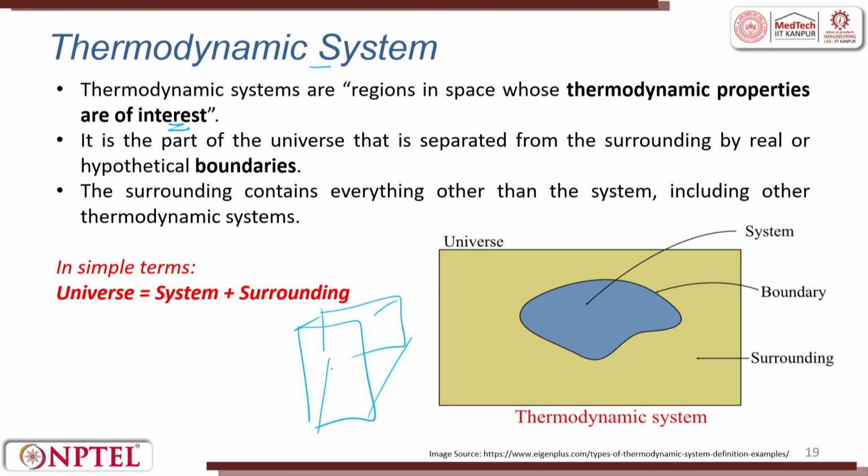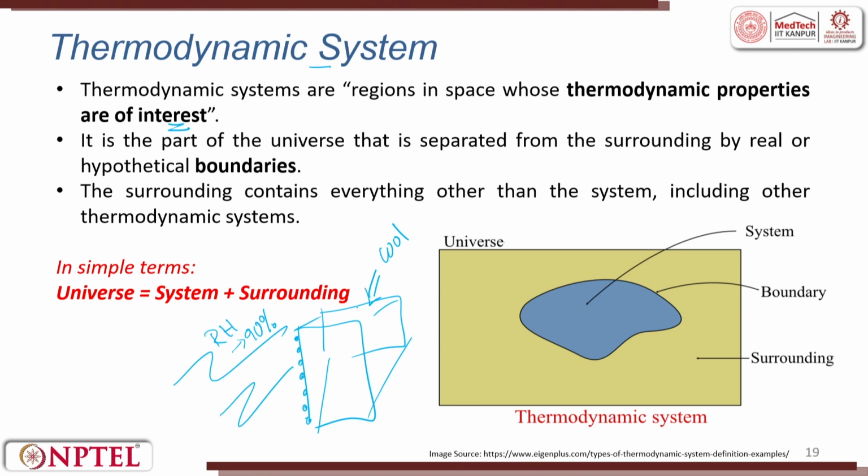Let me tell you. Suppose this portion is a cold portion and you have air coming from outside. This air has a relative humidity of maybe 90%, which means there is a lot of water in the surrounding air. When it touches the cool system, it tries to condense and form droplets. You see this phenomenon when you take a glass tumbler and fill it with cold water: just around the boundary, you will see droplets of water getting condensed, right. So, this boundary is very important.